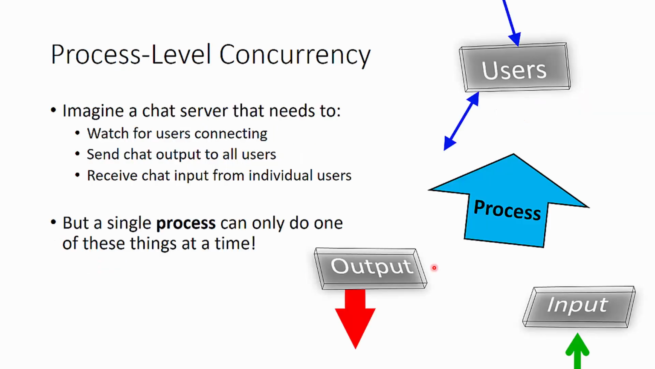So from a process level, we can take a look at our concurrency here, and we can imagine that we've got a chat server that needs to watch for users that might be connecting. Maybe it needs to send chat output to all the users, and it has to receive chat input from the individual users. But a single process can only do one of these things at a time. So we want some sort of concurrency to keep this live system running.